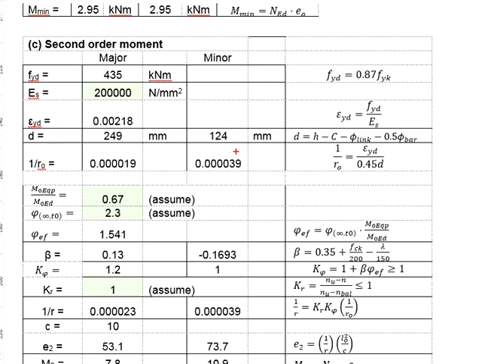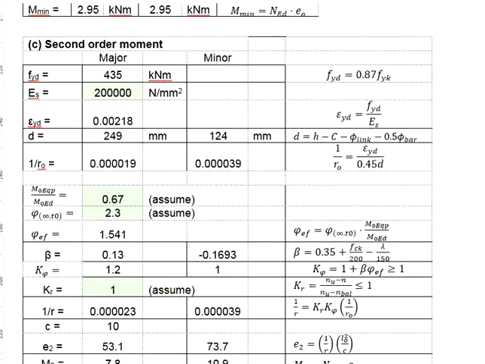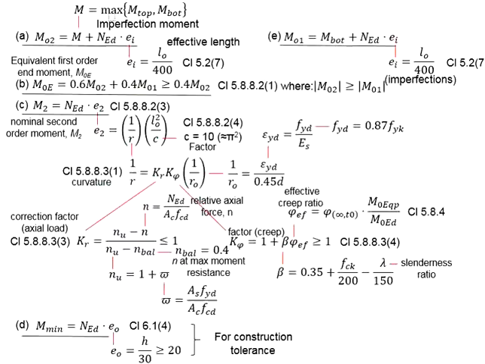175. Having two effective depths, substitute into the equations, you get two ratios of 1 per R0. Next, you need to get the effective creep ratio. These two items here with the assumed numbers of 2.3 and 0.67, multiply them, you get the creep ratio equals 1.541. You need the beta for you to calculate the creep factor.